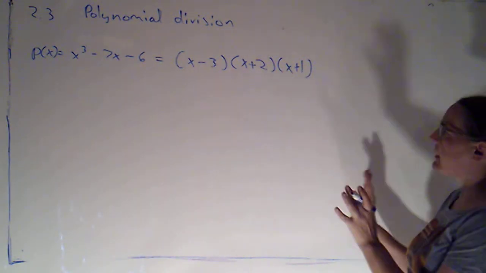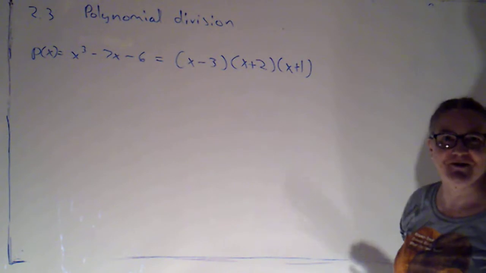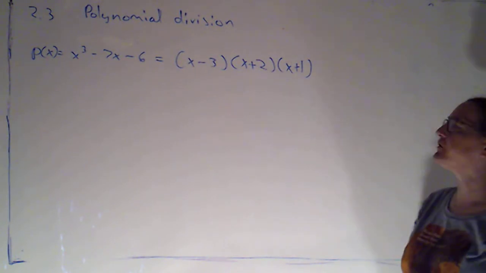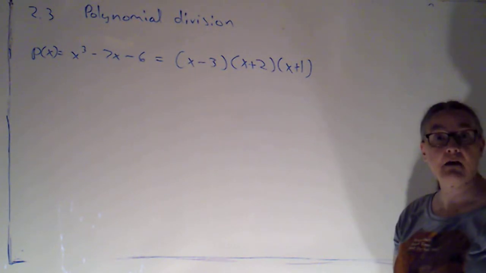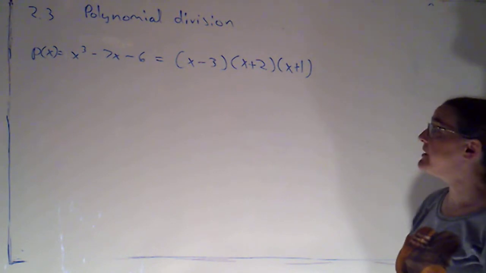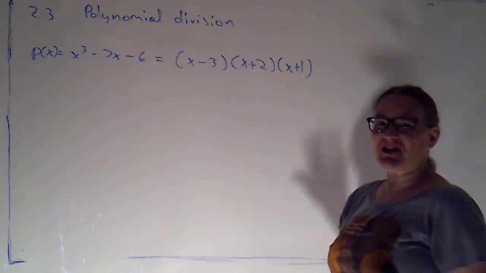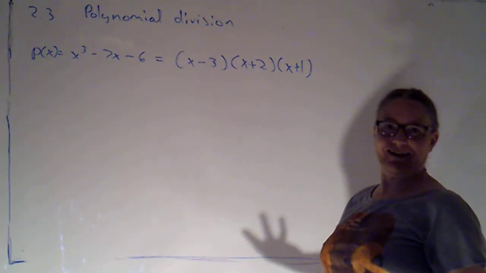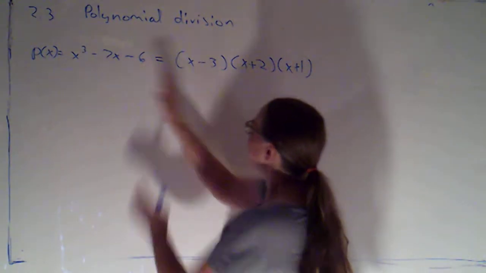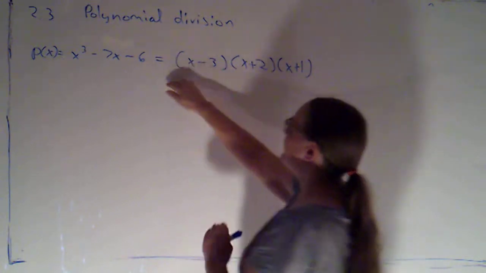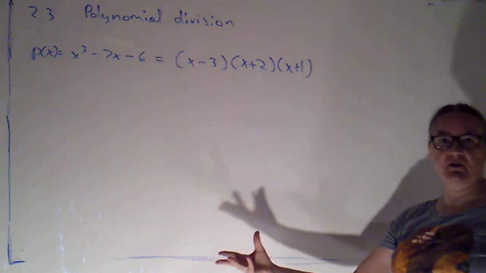Now, here I didn't show you how I got that. I just gave you that that is the factored form. But we've certainly seen how the factored form can be useful. And factoring something is essentially like unmultiplying. This is what I would get if I multiplied this out. The factored form is what I get if I unmultiply.